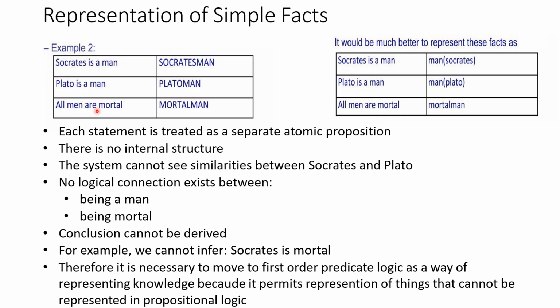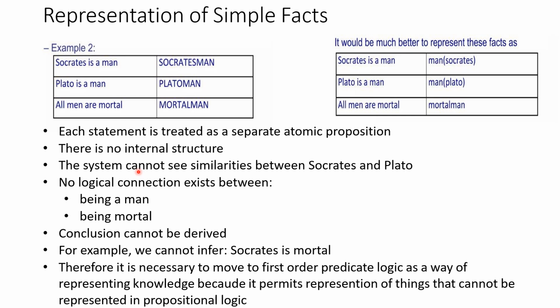So both are men. The system cannot recognize this similarity here. And the next point, you can see no logical connection exists between A, man, and B, mortal. So that means the system does not understand that men are mortal. It treats man and mortal as unrelated words. So here the conclusion cannot be derived because of this limitation.